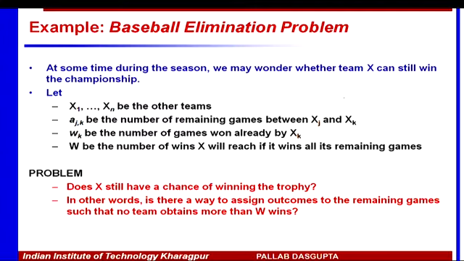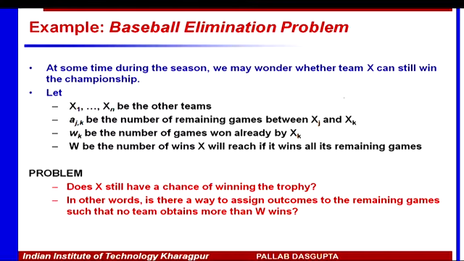So there is a tournament where every team is playing every other team, and not just once, several times. So at some time, we want to find out whether team X can still win. Now, what is the state of the system? X has already won W number of matches. So X has managed to win W of its matches, and therefore it has no, not exactly, I am wrong.